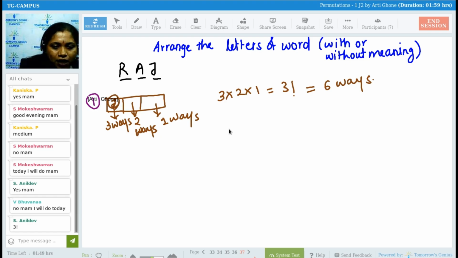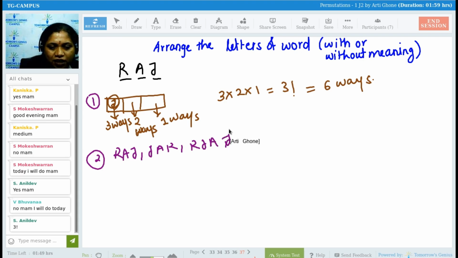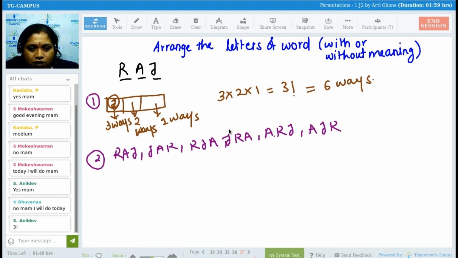So one student can work smartly. Now I'll take the example of another kind of student. He will do it orally. R-A-J, J-A-R, R-J-A, then J-R-A, then A-R-J, A-J-R. So 1, 2, 3, 4, 5, 6. Clear? So this is also an answer, but how many times can you do it? We need a proper formula for such things.